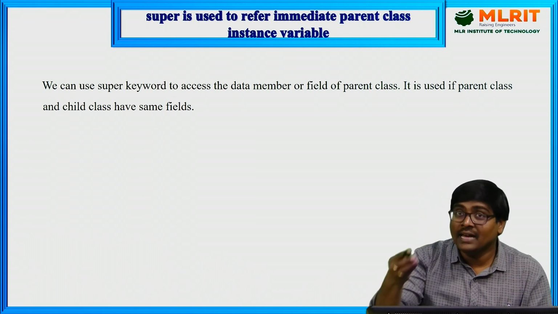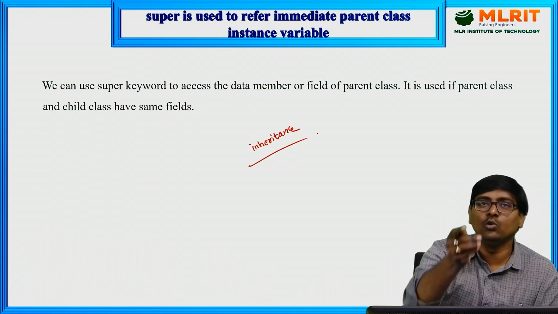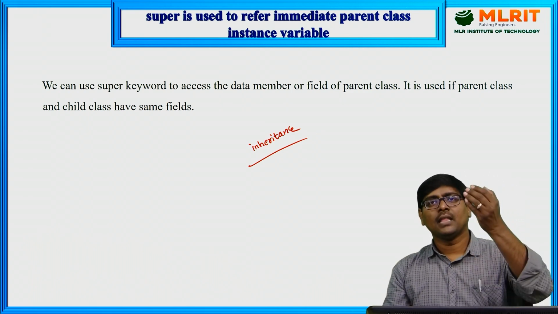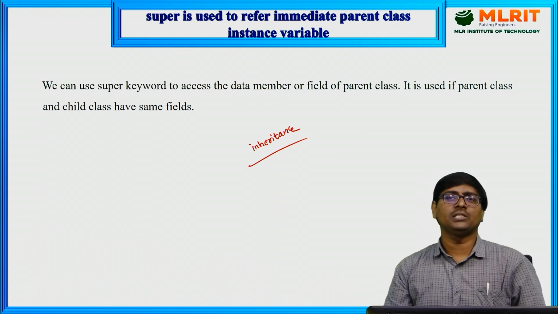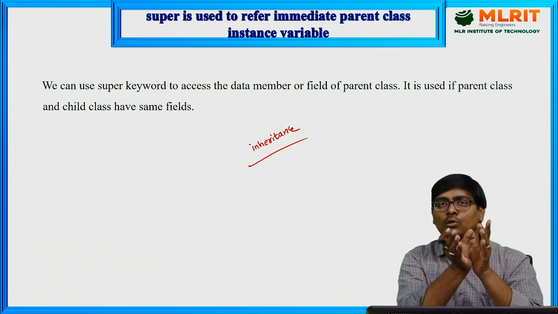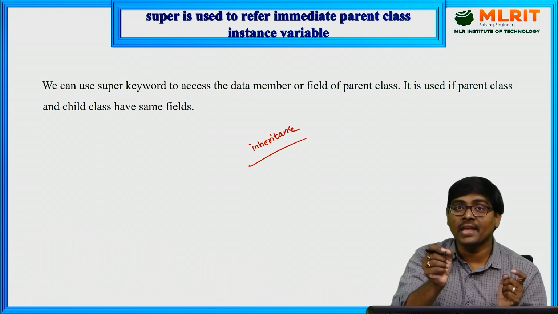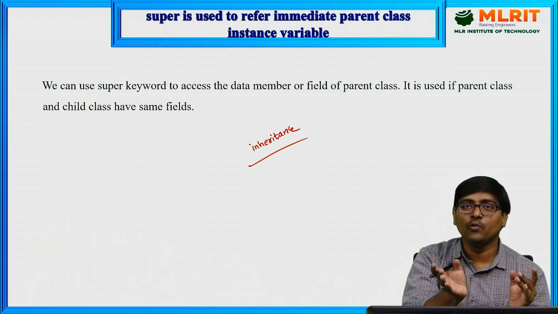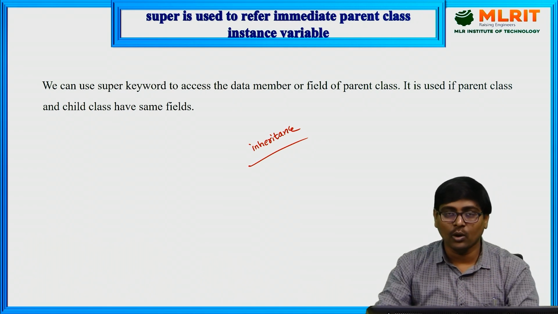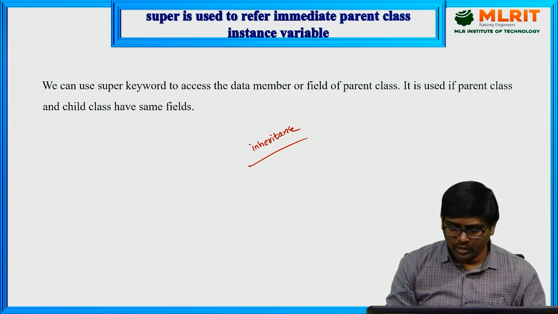To refer to the immediate parent class instance variable, why is super required? Assume if you want to use super, from parent to child, inheritance is available. If you have inheritance, the parent class members are available to the child class, so what is the reason for using super? The thing is, if an instance variable in the parent and child are both the same, then to avoid ambiguity between the parent and child, the parent is accessed by using super. You got it? If the variables are different, there is no need to use super. If the variable is the same, then only you need to use super.